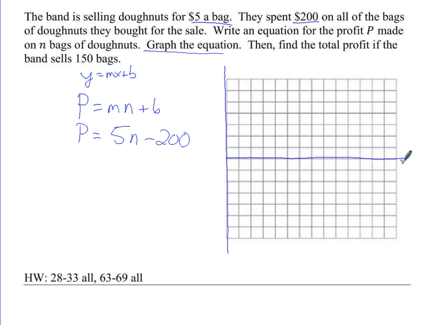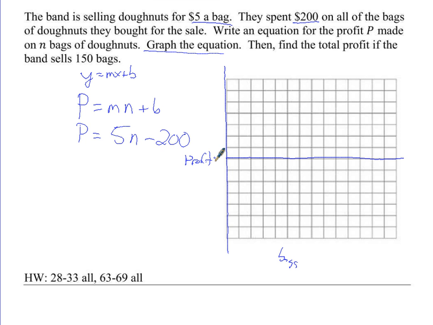So what goes on the x-axis? How many bags of donuts? So this is bags, and this is profit. The more bags I sell, the more money I make. That's why bags has to go on the x-axis. So now we're going to graph this thing.